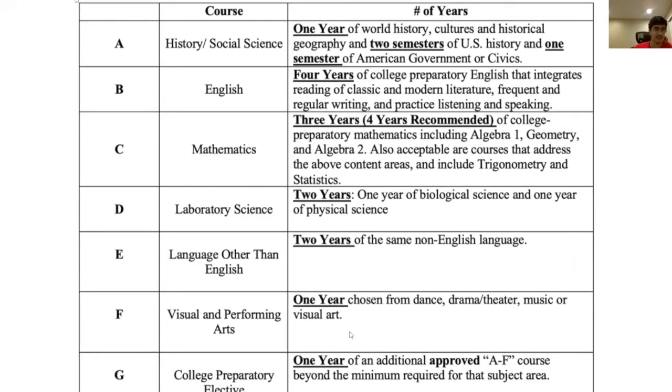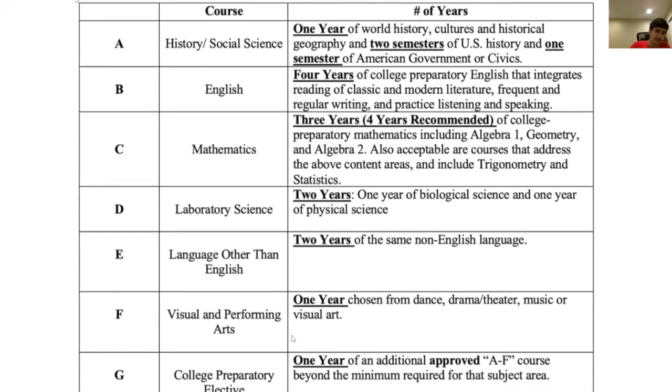And that's what colleges look for, because they want you to stick with their college. They don't want you to drop out mid-semester. So to see your commitment, it's better to complete the whole language pathway. Okay, F, visual and performing arts. So you need 1 year chosen from dance, drama, theater, music, or visual art.